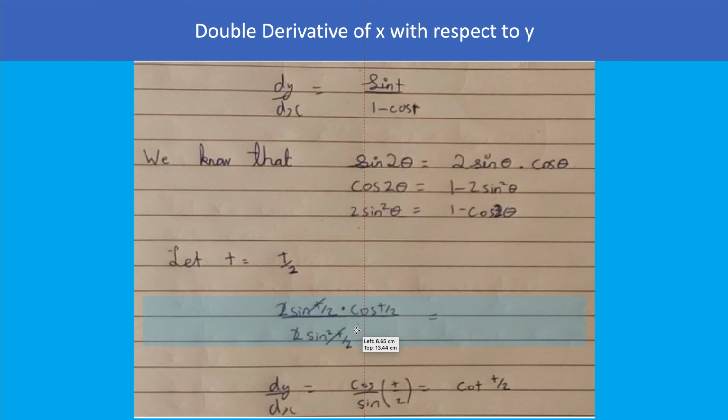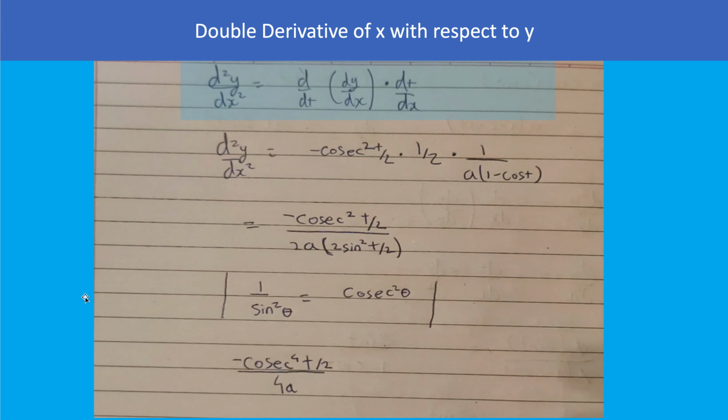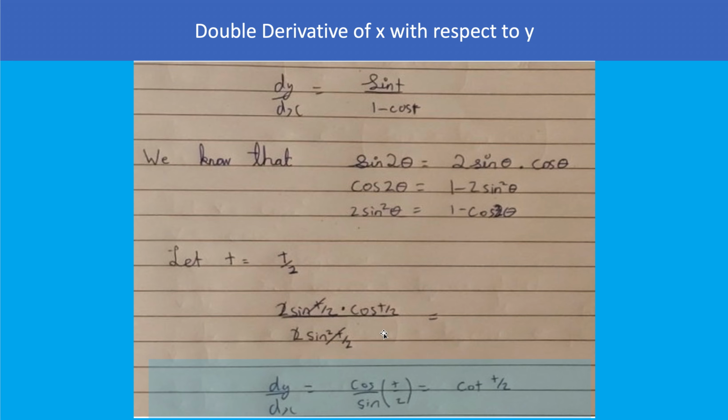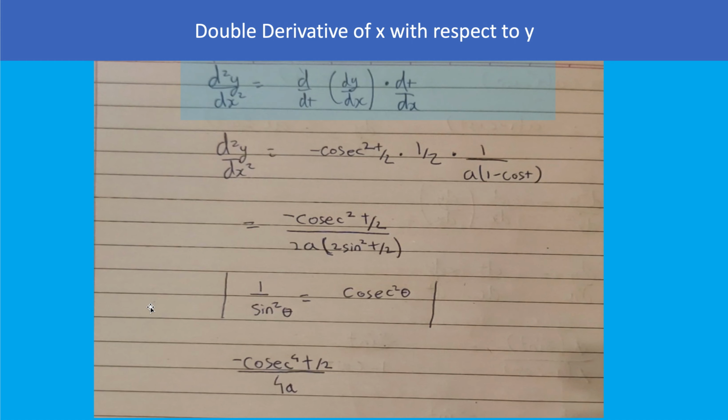So sin 2 theta, sin t will become 2 sin t upon 2 cos t upon 2, and 1 minus cos t will become 2 sin square t upon 2. Now you can cut the sin and the 2's, and you'll be left with cos upon sin t upon 2, which is cot t upon 2. So you got this, but you haven't solved the double derivative yet. What you did was you solved one level of derivative and then you simplified it, right? You simplified it, and now you will have to apply this rule.